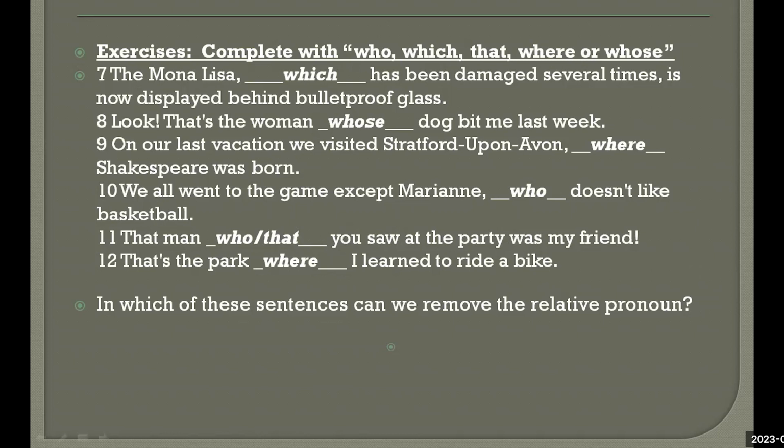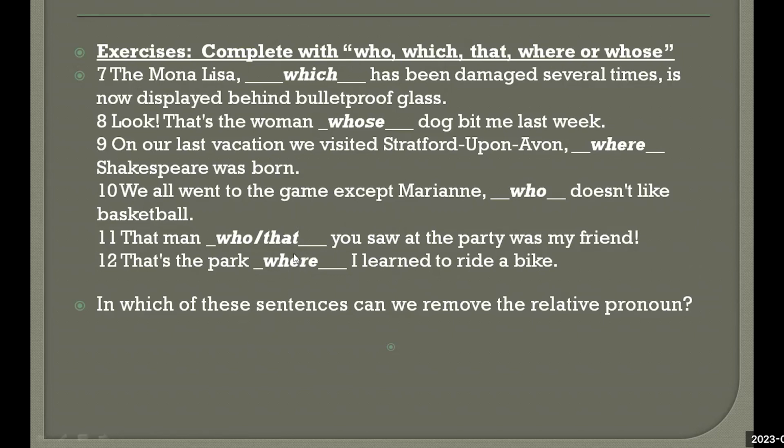Okay, maybe you will tell me that we can do the same thing here in the situation. That's the park I learned to ride a bike. Never, never. Why? Because as I taught you, you cannot exchange where, and at the same time, you cannot exchange the other article, which is whose.